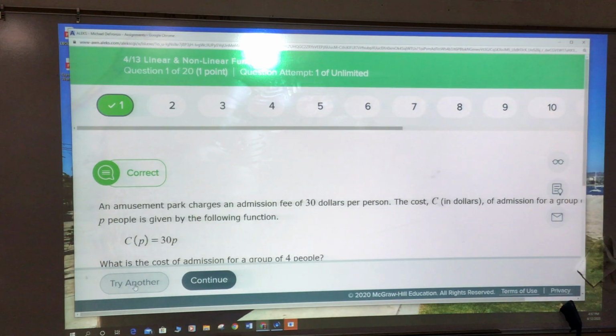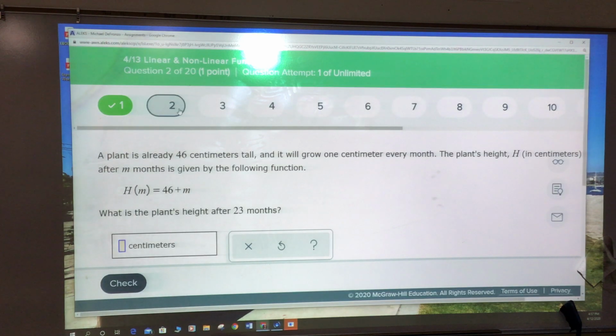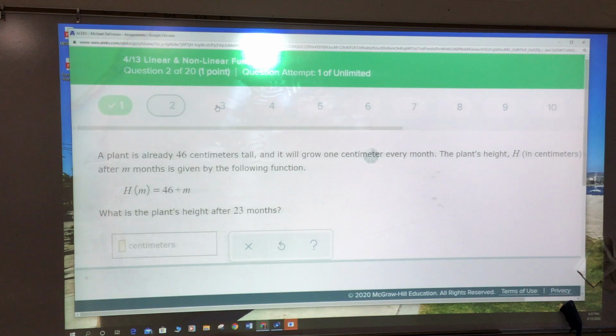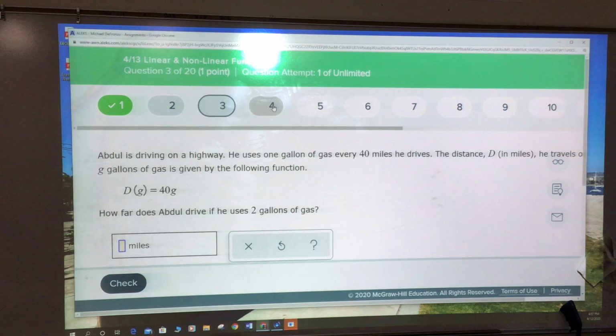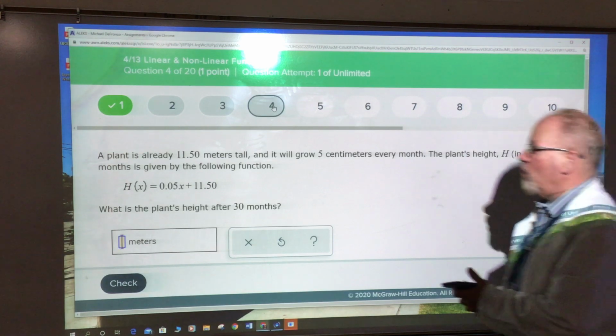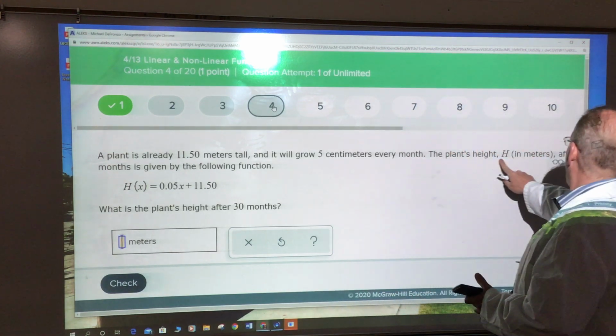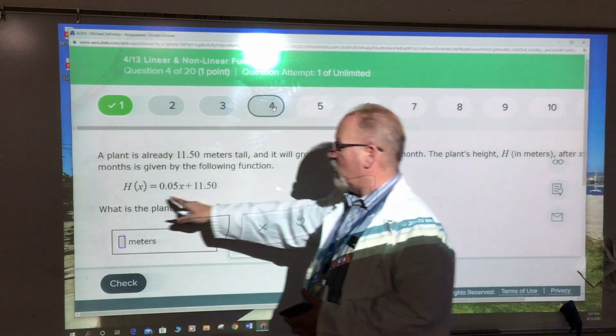So let's go to the next problem type. So now we have an M and a B. So let's look at number 3. It's like the first one. Number 4 is like the second one. Why don't we do number 4? So, height in meters after X months, given by this function.